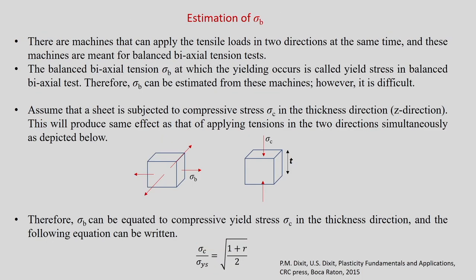So now, just a quick note on how you find sigma b. Sigma b is the yield strength in equiaxial tension. That means this is your sheet, you have to pull this sheet equally in the plane directions, and monitor its deformation to get the yield strength. There are machines that can apply tensile loads in two directions at the same time, meant for the balanced biaxial tension test. That means you have to maintain alpha equal to 1. So the balanced biaxial tension, sigma b, at which yielding occurs is called the yield strength in the balanced biaxial tension test. Therefore, sigma b can be estimated from these machines.